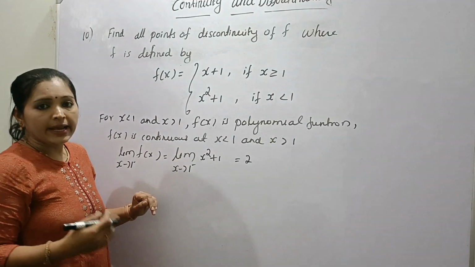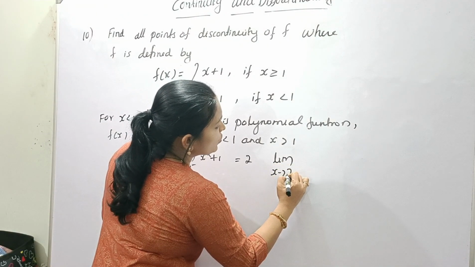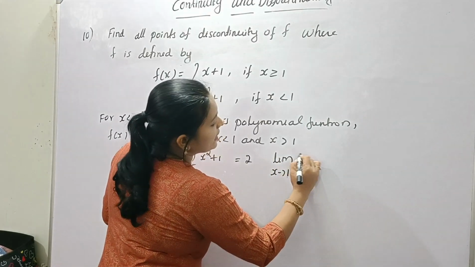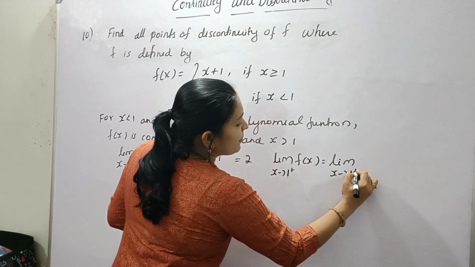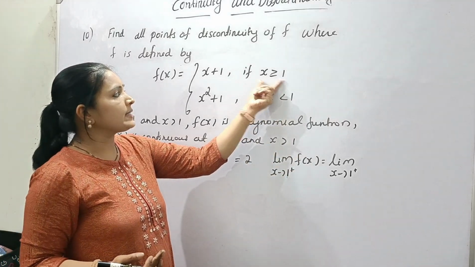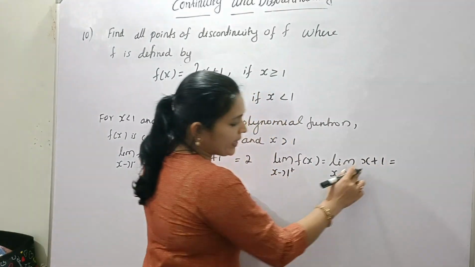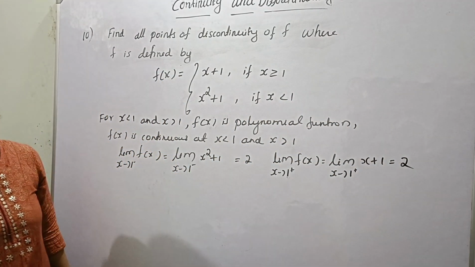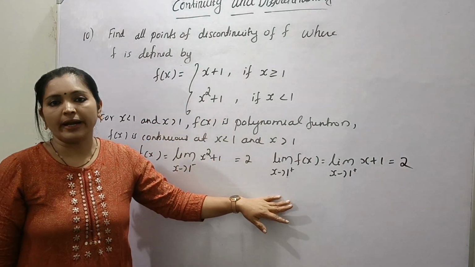Next, let's find the right hand limit of the function, that is limit x tends to 1 plus f of x. Here 1 plus means greater than 1. When x is greater than 1, the function is x plus 1. Now substitute x is equal to 1, limit of x plus 1 is 2. So here we have got left hand limit equal to right hand limit, right?